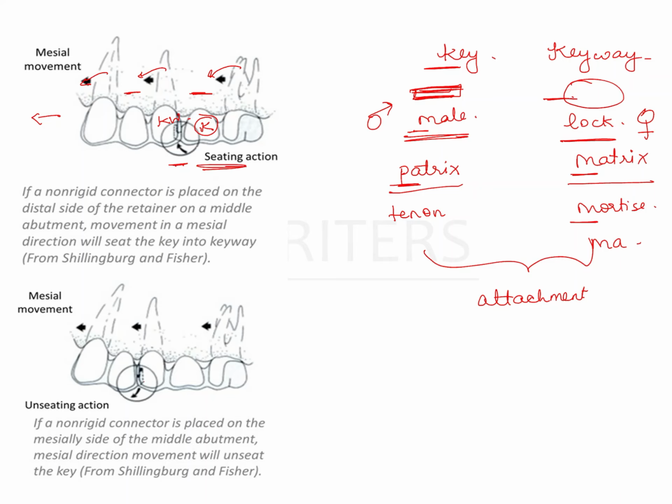On the contrary, if you put the key here and the keyway here, then it will have an unseating action because of the mesial movement of these teeth. It may be a micro movement, but it is going to cause an unseating action. So it is better to put the keyway on the distal aspect of the pier abutment. The keyway being on the retainer and the key being on the pontic, on the distal pontic.